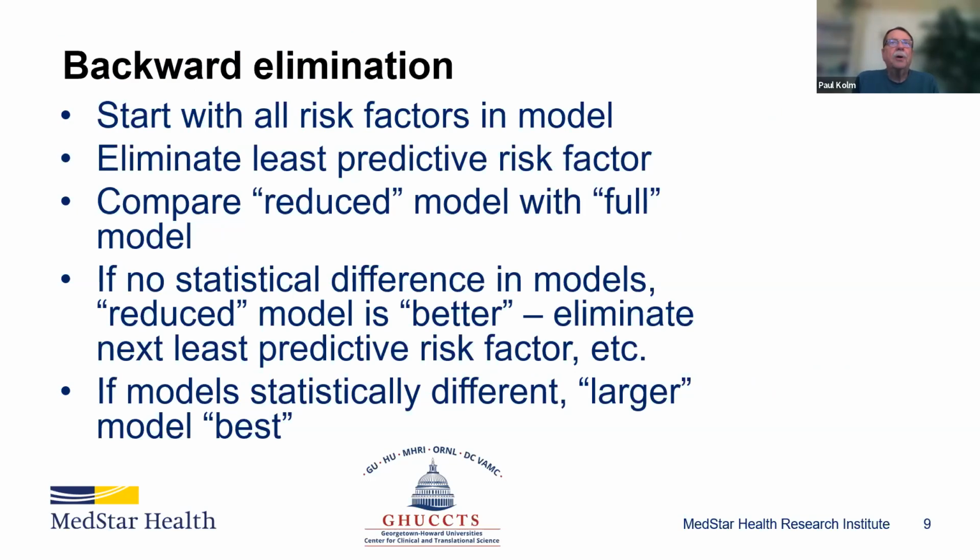Here we're going to start with all risk factors in the model, and then we'll eliminate the least predictive risk factor, and then we'll compare the reduced model with the full model. If there's no statistical significance when we do this comparison, then the reduced model is better in the sense that it's more parsimonious. It's a smaller model, but it predicts just as well as the larger model.